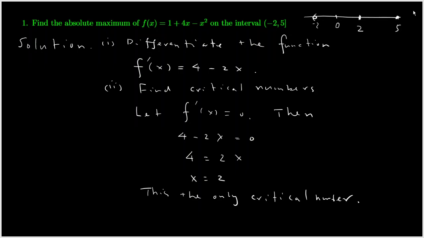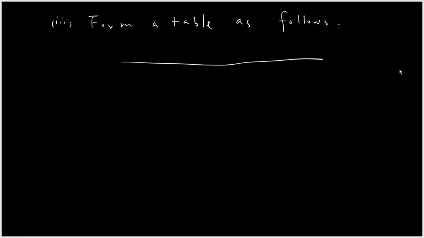To get the first row, I mean to get the column titles, to get how to label the columns, you think, listen to me carefully, you think the critical number divides the domain of the function into how many subintervals? Into 2 subintervals, right? One subinterval is from -2 to 2, and the other one is from 2 to 5. Okay, that's how you label the columns.